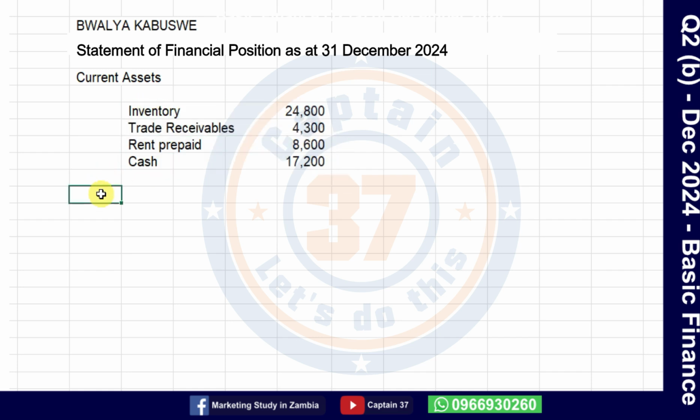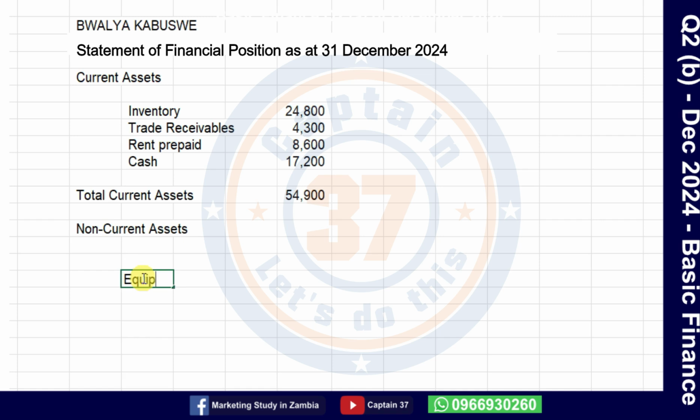Let's give them a total. Total current assets. And what does this give us? For the total current assets, this gives us 54,900. Then there is also non-current assets. And the non-current assets that we own in this case include equipment.